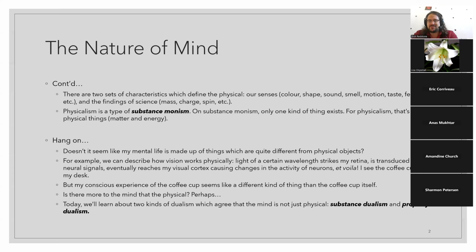Now, we get back to where we began. It seems like our mental life is made up of things that are very, very different from physical objects, doesn't it? I mean, let's say we want to take a stab at describing how vision works. We can do this physically. I can talk about how there's light in my environment, and that light is reflected off of the surfaces of various objects. Some wavelengths are absorbed by certain objects, and some are reflected. For example, the shirt I'm wearing reflects red, which is why it appears red.